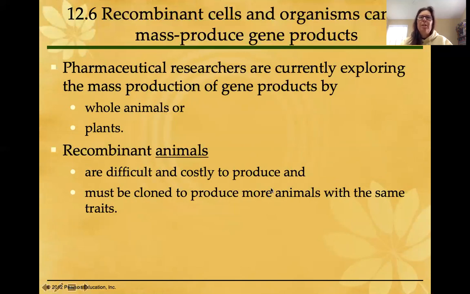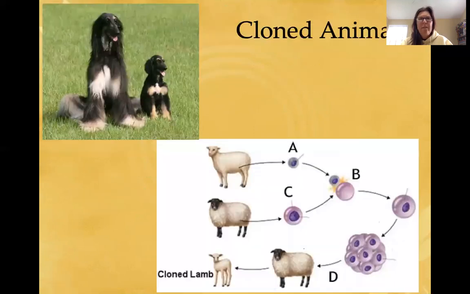Pharmaceutical researchers are currently exploring the mass production of gene products by either, like I said, whole animals or plants. We also have what are called recombinant animals. Again, they are difficult to make and very expensive. So here we do have a picture of some cloned animals.